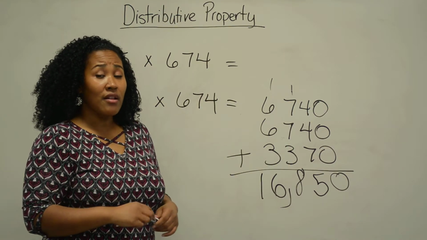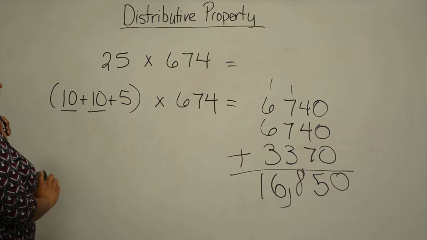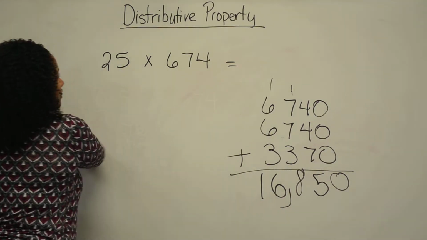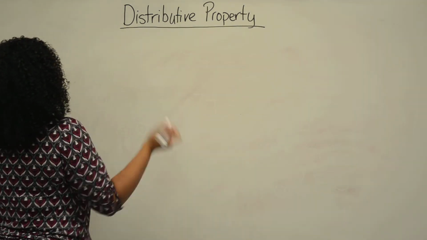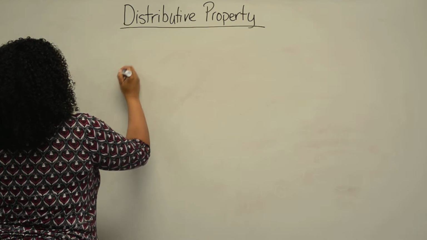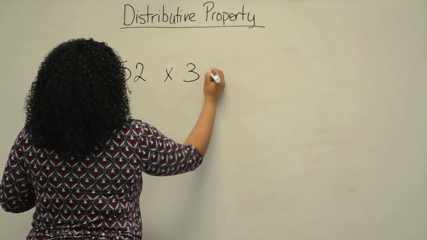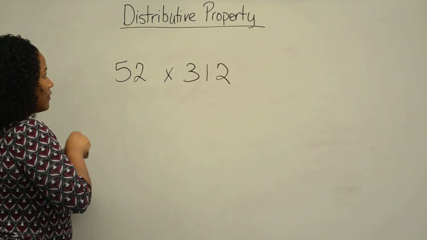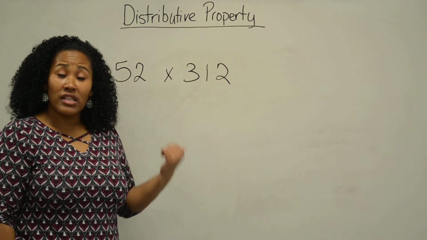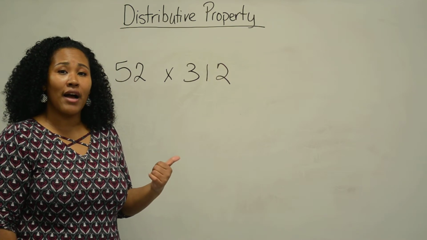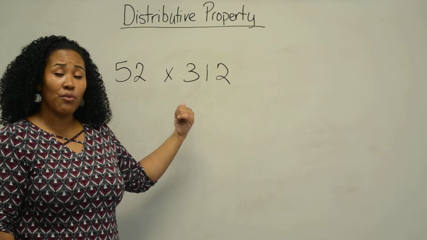Watch this video a couple of times if you still don't get it. Come and talk to me as well. I'm going to give you one additional problem that you can practice on your own. So let me move out the way. I'm going to erase this. Let's do 52 times 312. As soon as you get your answer, try checking it with a different strategy. Use lattice if you're more comfortable with it, or use traditional algorithm. Show me that you've got the distributive property, but remember to check it with another strategy.